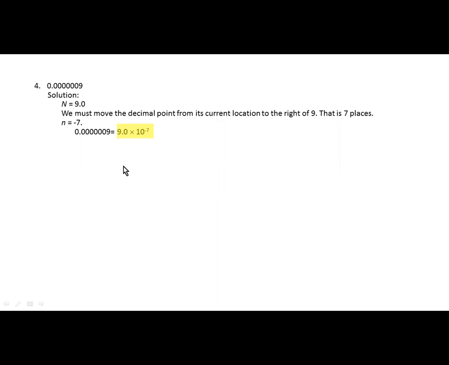Okay, number 4, I have 0.000009. Our capital N is 9. I put the point 0, but you don't have to. You can just call it 9. Again, count these zeros: 1, 2, 3, 4, 5, 6. So our little n, remember, add 1 to that, is 7. So our little n is negative 7. So I've got 9.0, or if you just want 9, times 10 to the minus 7.